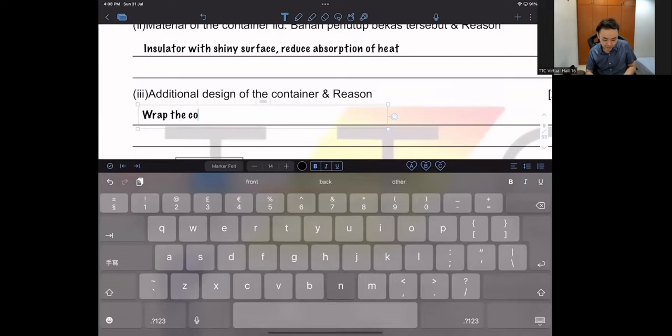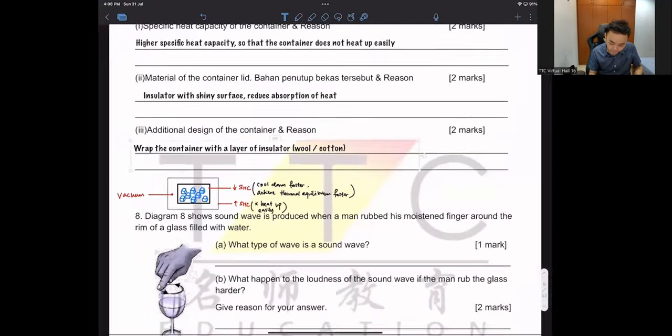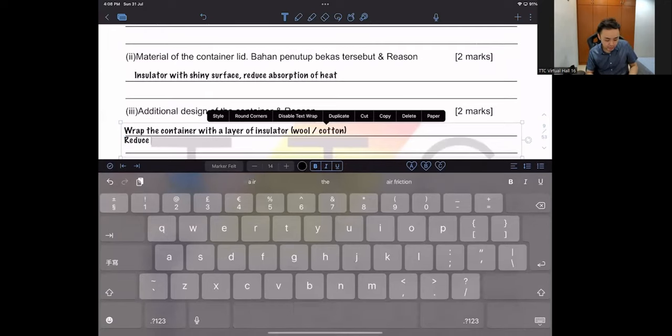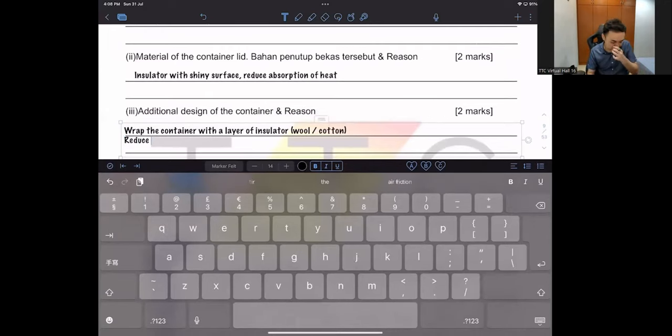You can say wrap the container with a layer of what? Insulator. Well, you don't know what material lah. Frankly speaking, you don't need to know as well. If you know, then you can say cotton, you can say wool, whatever. If you don't know, then just insert later. It's fine. But if you know, you could write lah. Curtain, all these are good heat insulators. Rubber is not actually. Okay, and what's the point of doing that? Your reason? It reduces heat loss. Sorry, it reduces heat transfer into the container. Or you can say it prevents the container from absorbing heat also.